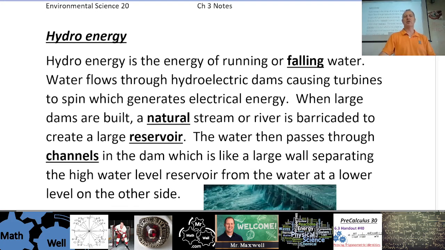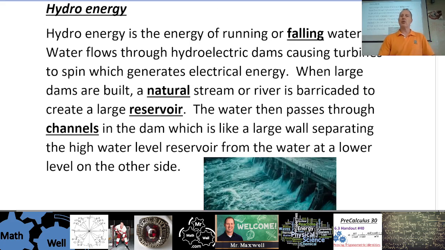Hydro energy. Okay, hydro means water, right? So hydro energy is the energy of running or falling water. Water flows through hydroelectric dams, causing turbines to spin, which generates electrical energy. Much the same as the fan blades on the wind turbines, same kind of turbines. Just the water pushes the blades now.